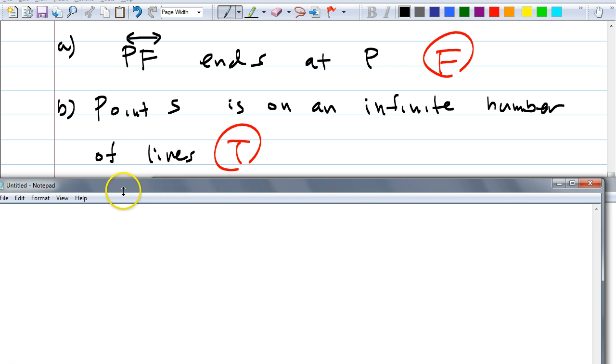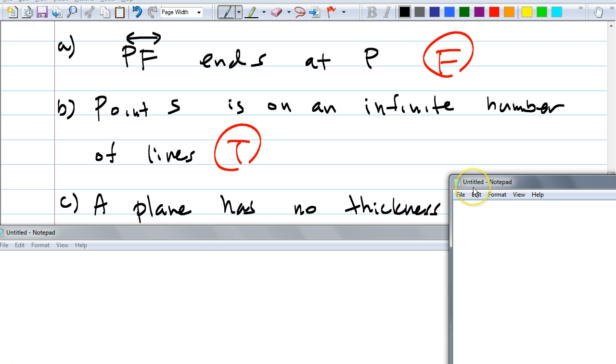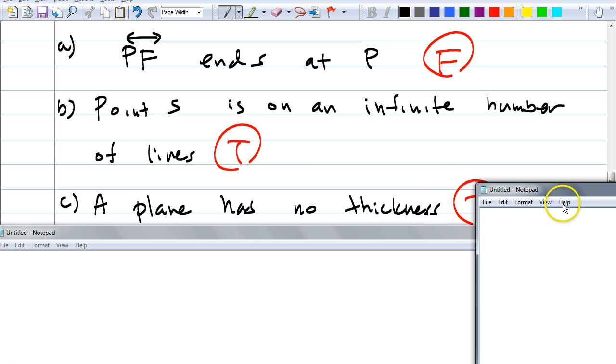Okay. All right, try this one now. A plane has no thickness. Is this true or false? A plane has no thickness. True or false? Think about it. This, a lot of you said true, you're correct.